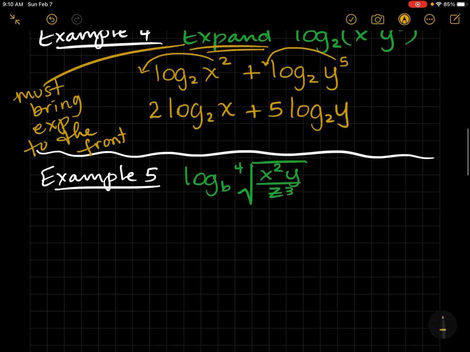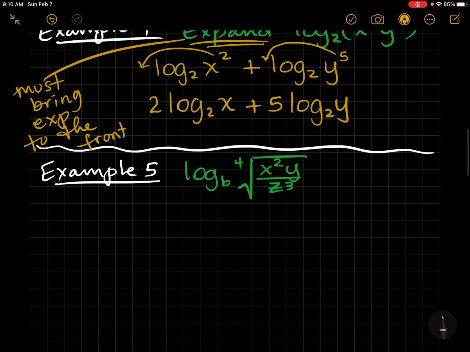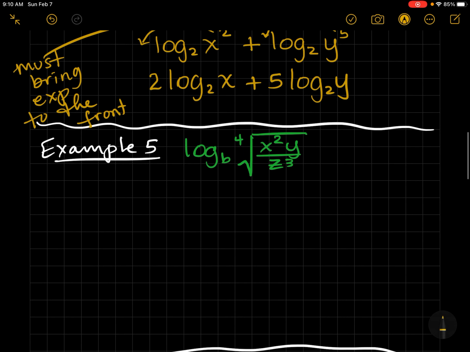Alrighty, now number 5. Whew. Go ahead and pause your camera and give that one a try on your own. There's a couple of ways you can do this problem. The first thing we want to do is understand that that's all to the 1/4 power. All of the variables anyway, not the log.